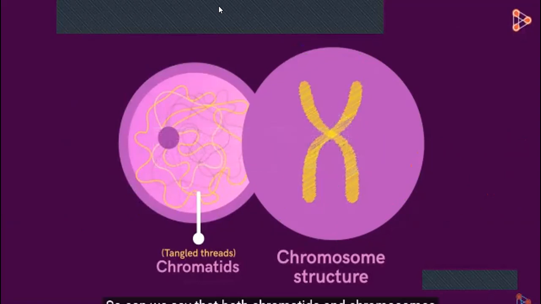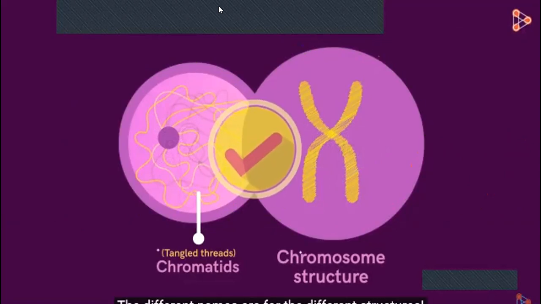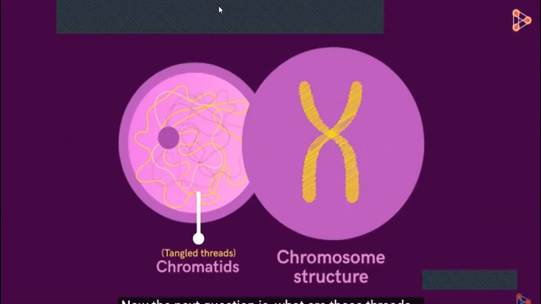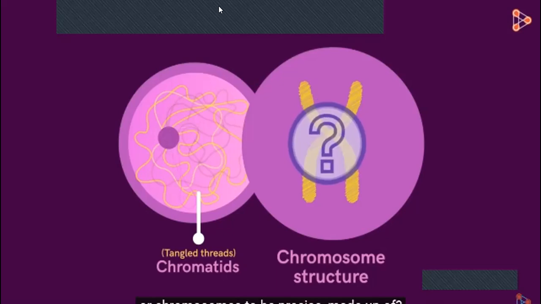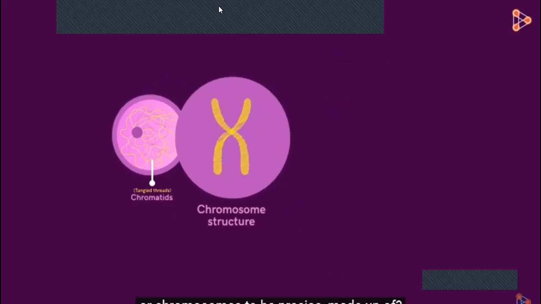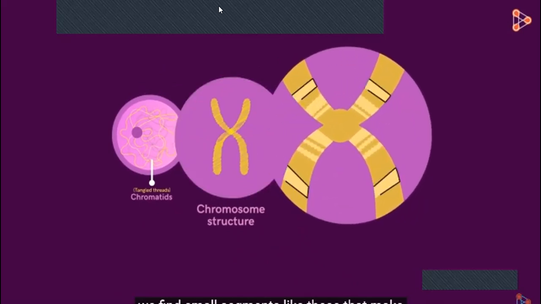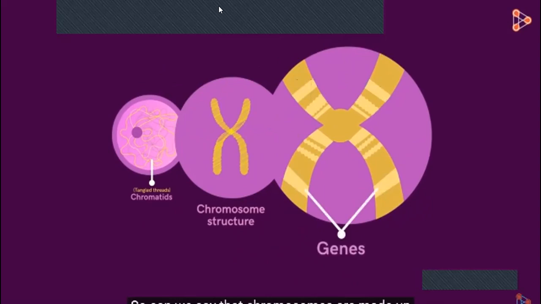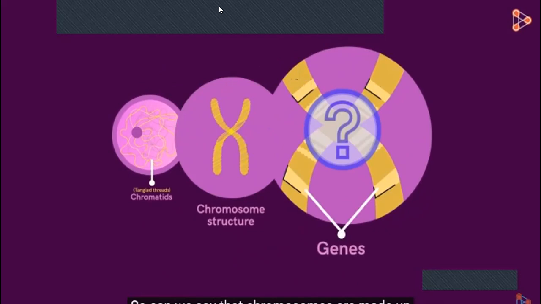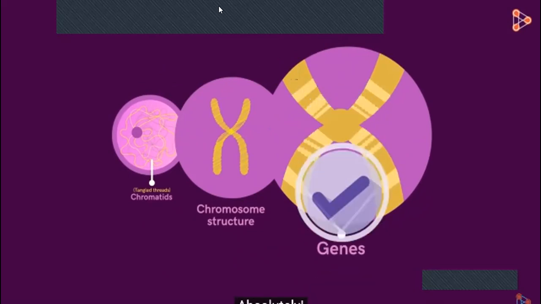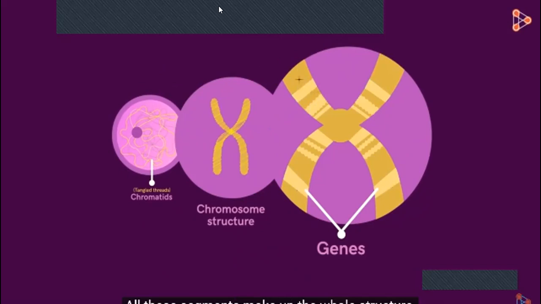So can we say that both chromatids and chromosomes are the same? Yes, they are. The different names are for the different structures. Now the next question is, what are these threads, or chromosomes to be precise, made up of? If we zoom into the structure of this chromosome, we find small segments like these that make up the complete structure. These functional segments are nothing but genes. So can we say that chromosomes are made up of genes? Absolutely. All these segments make up the whole structure.